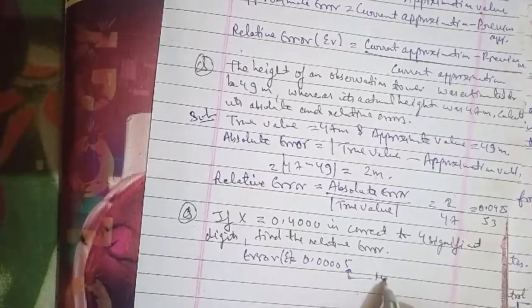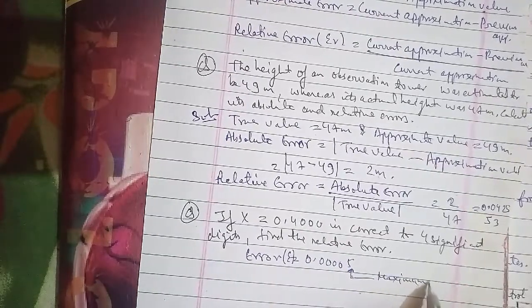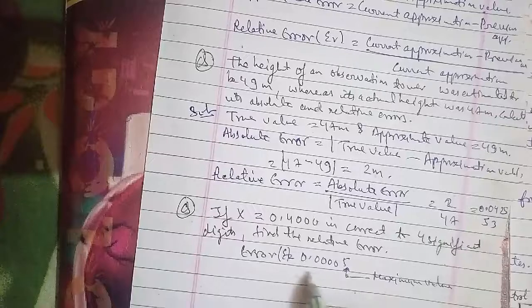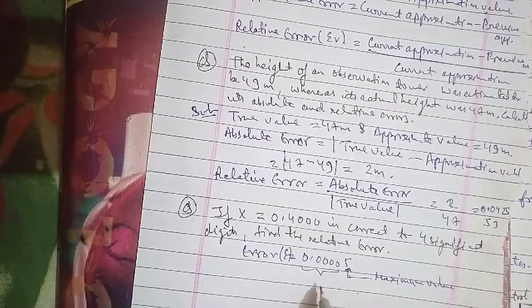So thus the relative error is 0.000125 if the number is correct up to 4 significant digits.